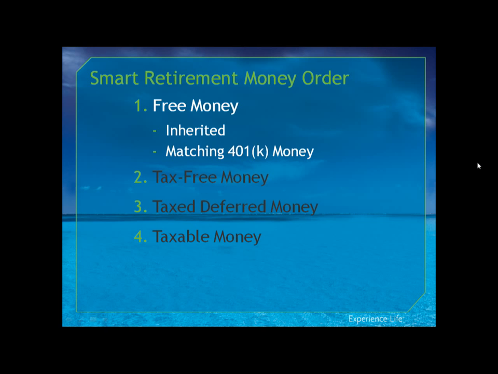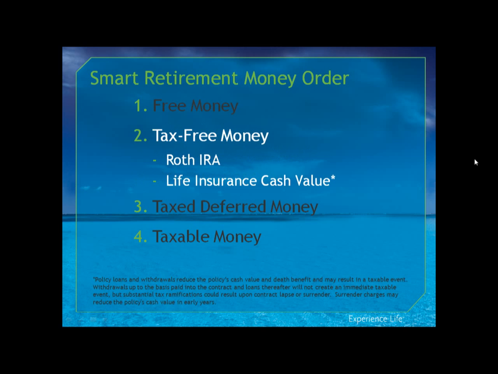Number two is any of the tax-free money. Now, tax-free money is going to come from investments such as a Roth IRA, insurance with cash value. What's not listed on here is also any municipal bonds that may have some tax favorability for us to get income from in the future. So we want to take care of providing our retirement plan with the tax-free money.